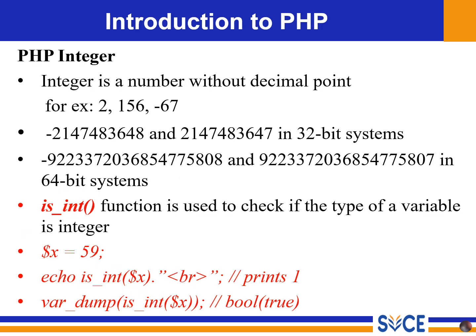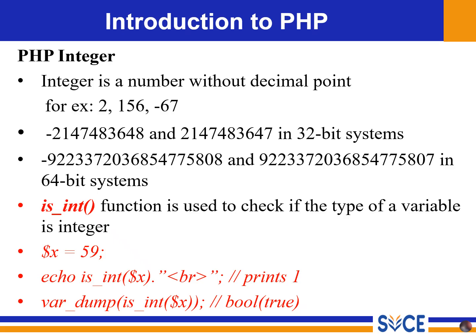Now we will see about the numeric types one by one. First, we will see about the PHP integers. In PHP, an integer is a number without a decimal point. For example, 2, 156, minus 67 are all integers. Here I have specified the maximum and minimum integer number that can be stored in a variable for both 32 and 64-bit systems. If we try to store a value greater or lower than this range, it will be stored as float.